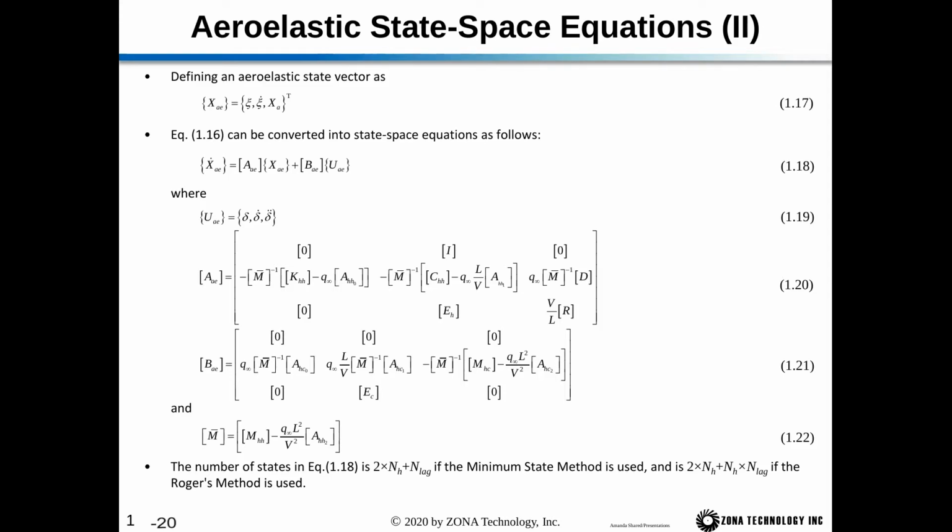Now the number of states in this equation is 2 times the number of modes plus the number of lag states specified in the input for the minimum state method. And then for the Rogers method, it's 2 times the number of modes plus the number of modes times n lag.